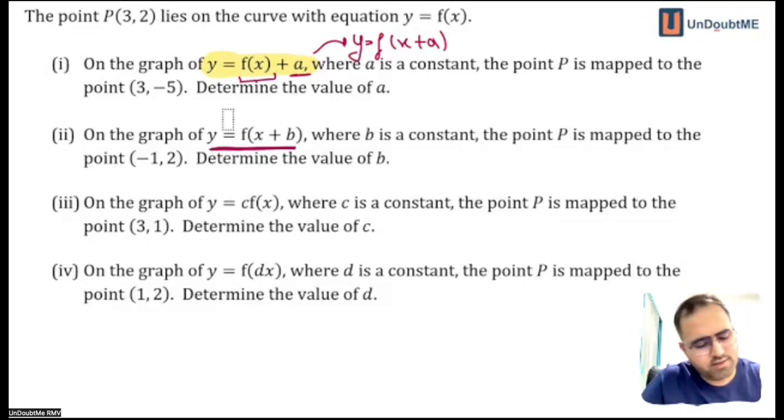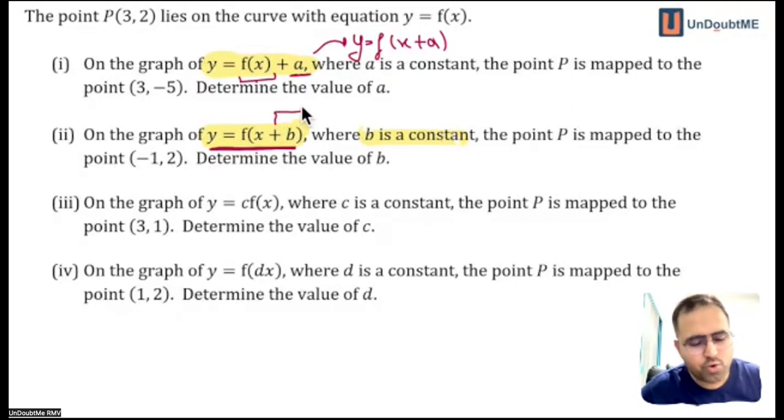What type of transformation is this? A horizontal shift to the right. Left, no, I got confused in my head too many times. Left and right is actually not important here, because they are just saying b is a constant. Depending on the value of b, we can decide whether it will go left or right.